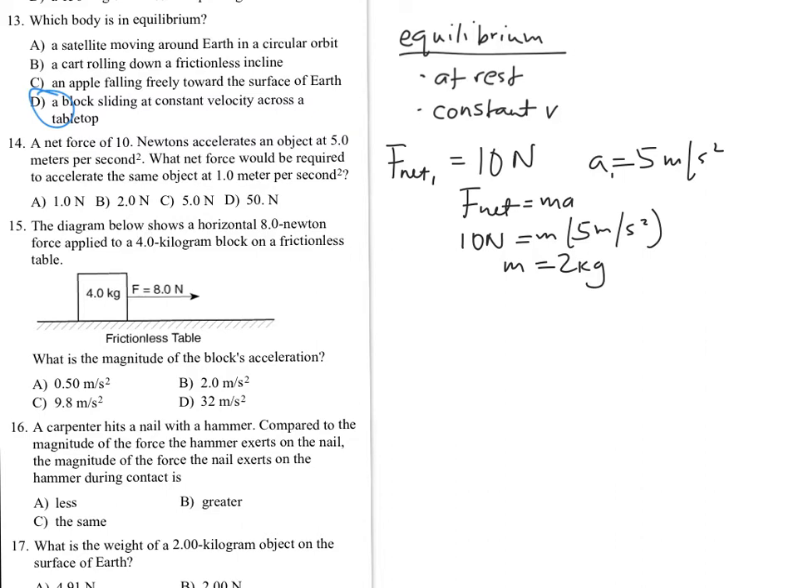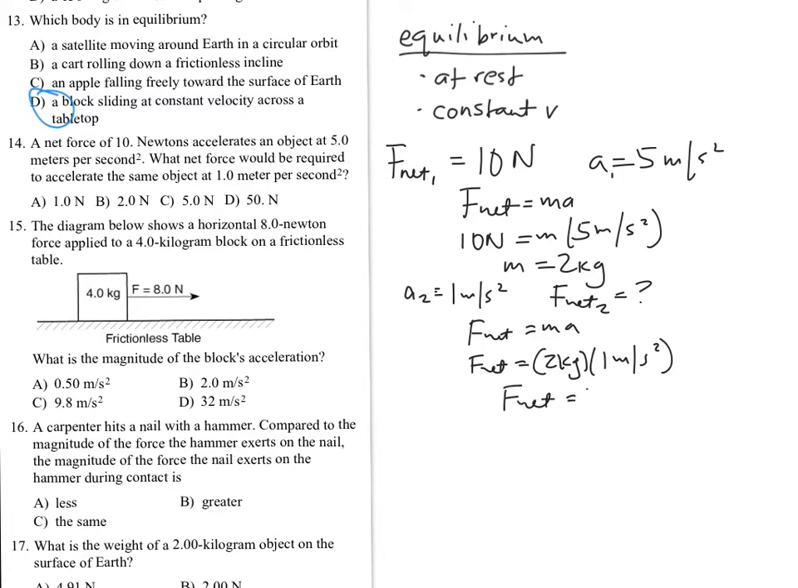So we're going to apply a new force to this same mass to accelerate it at a rate of 1 meter per second squared. So A2 is 1 meter per second squared, and we've got to figure out the new net force. Using the same equation, same mass, F net equals ma, where F net is equal to 2 kilograms times 1 meter per second squared. The new net force is just 2 newtons. Choice B.